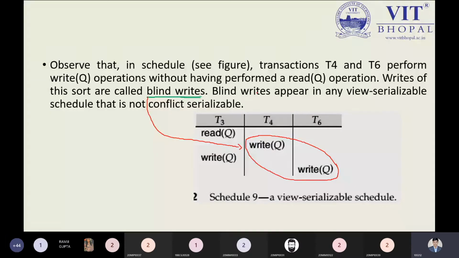So writes performed without a read queue operation are called blind writes. Blind writes appear in any view serializable schedule that is not conflict serializable. This is the point you people are required to understand properly. Okay.